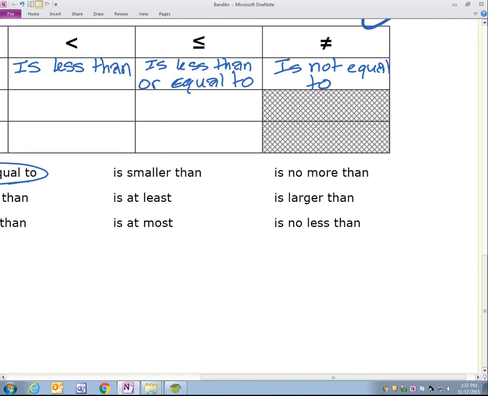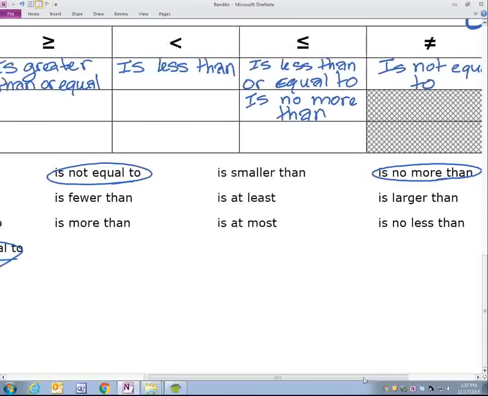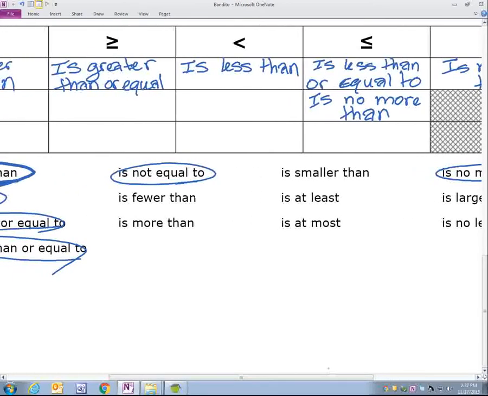Since I'm over here, is no more than. Is smaller than. So I should only have 10 minutes. And with those ones, there's 2 answers on each one, with the multiple choice.